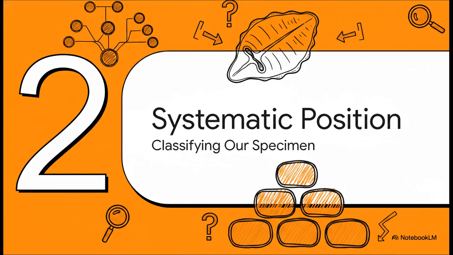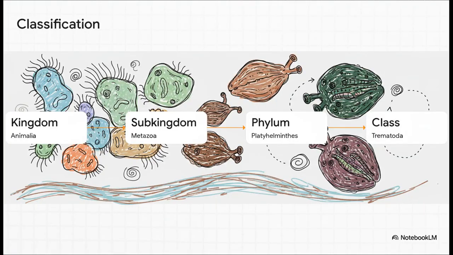Why? Well, understanding its systematic position, or its taxonomy, is like understanding its family tree. It helps us see how this animal is related to others, and gives us a proper framework for our study. Okay, so let's walk through the classification together. The kingdom, of course, is Animalia. The subkingdom is Metazoa. Now the phylum, this is a key one, is Platyhelminthes. This group includes all the flatworms. And finally, the class is Trematoda. Make sure you remember these key English terms.